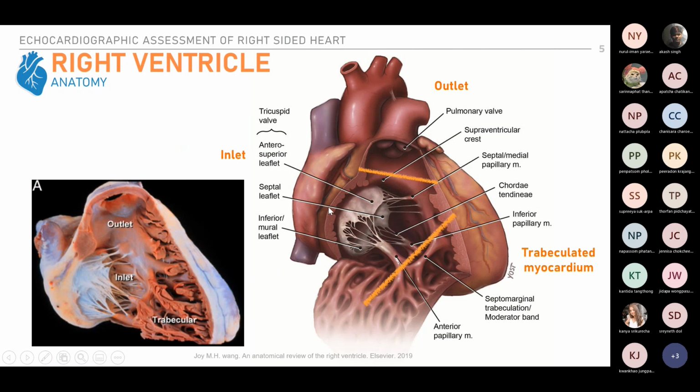RV consists of three components: inlet portion, trabecular portion, and outlet portion. The inlet portion consists of tricuspid valve, chordae tendineae, and papillary muscle. And the outlet portion, or maybe called the infundibulum, has a smooth muscle, smooth wall, the RVOT beneath the pulmonic valve, and you will see the supraventricular crest, which separates the RV inlet from the infundibular part.